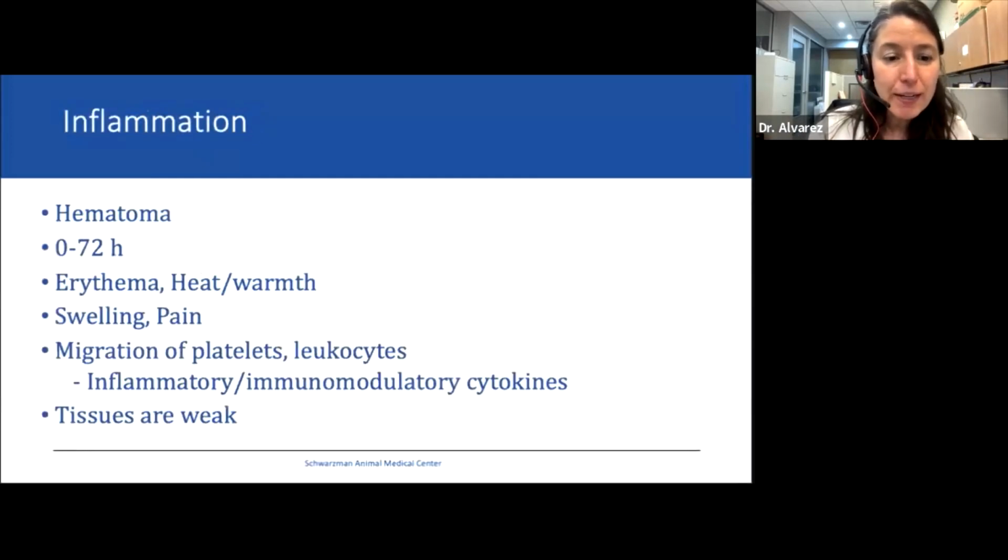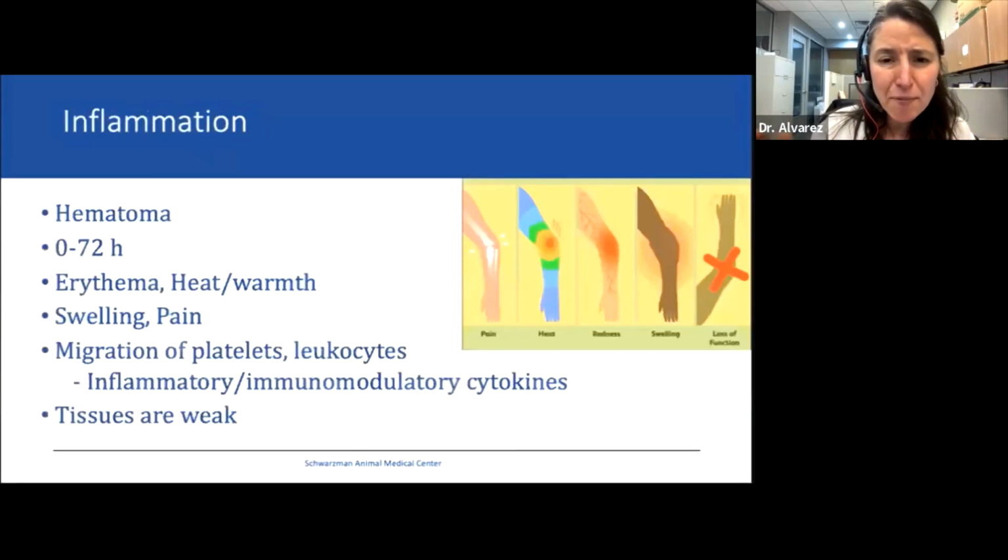Okay, so beginning with inflammation. Sorry, for some reason, some of my graphics have to be clicked on twice, so I apologize for the clicking twice there.